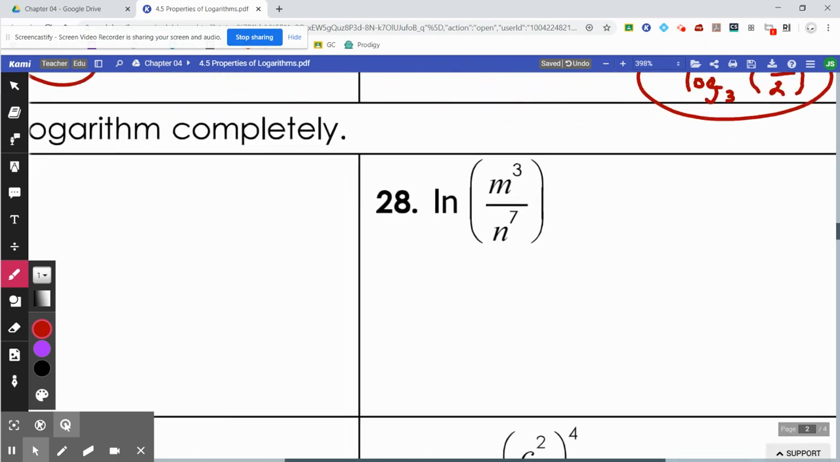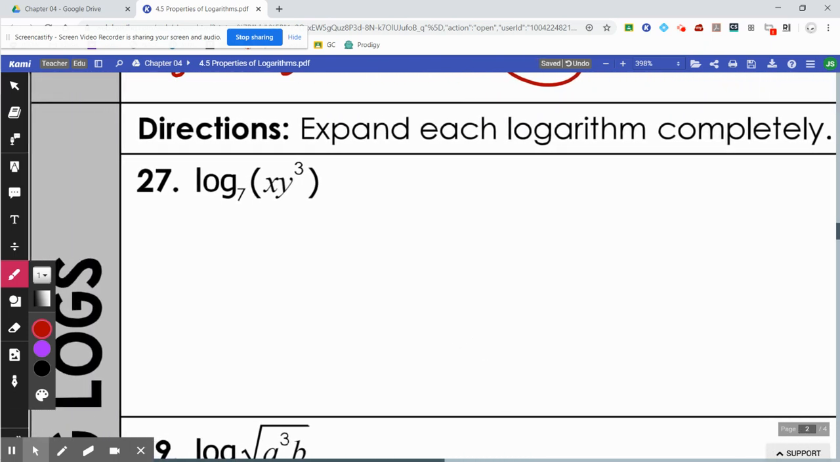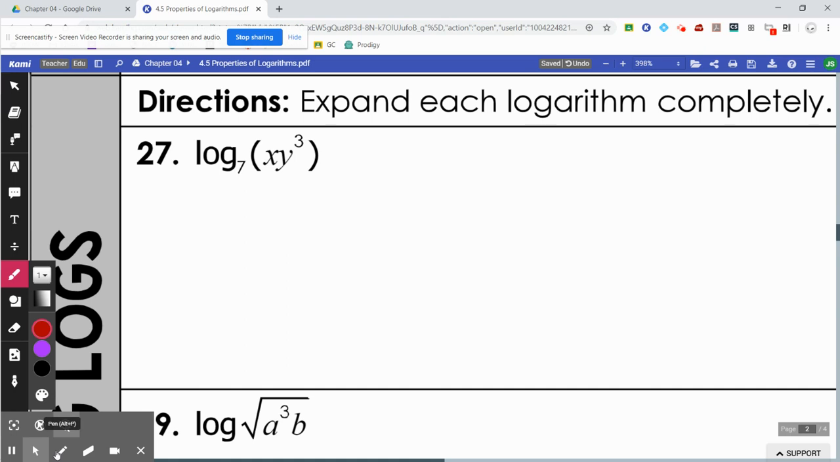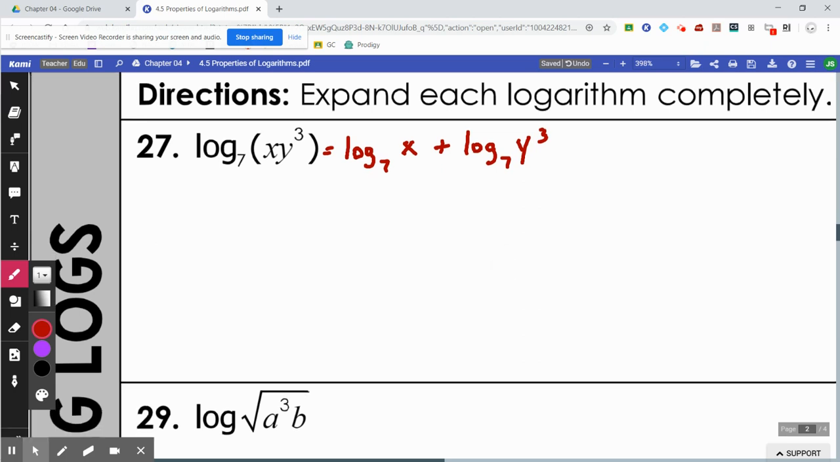Okay, next up. Now we're going to expand. We're going to do the exact same thing, just backwards. And again, we're doing all of this just to give you extra practice on these rules. So the log of a quotient. Step number 1, we're going to write this as two separate logs. That'd be log base 7 of x plus log base 7 of y to the 3rd. Then take care of any exponents. That'd be log base 7 of x plus, let's bring the exponent down front, 3 times log base 7 of y.